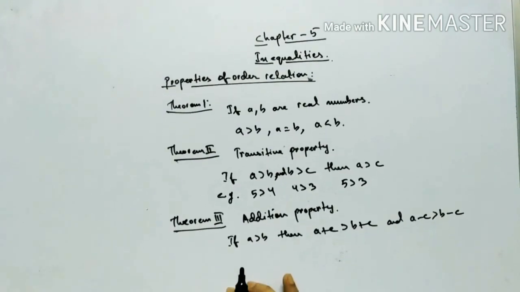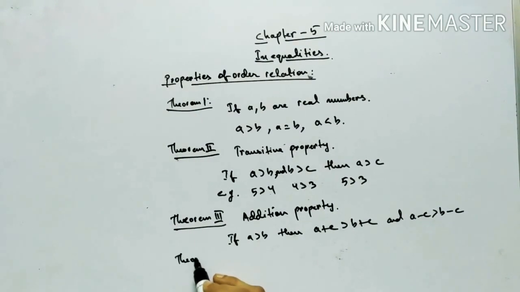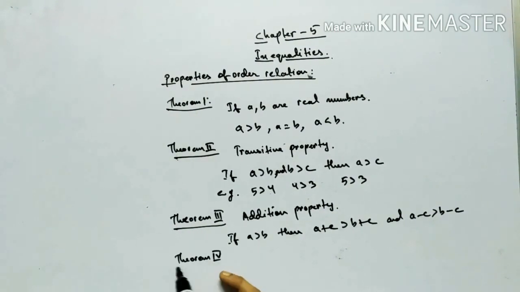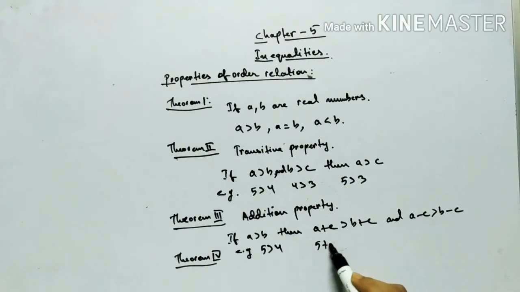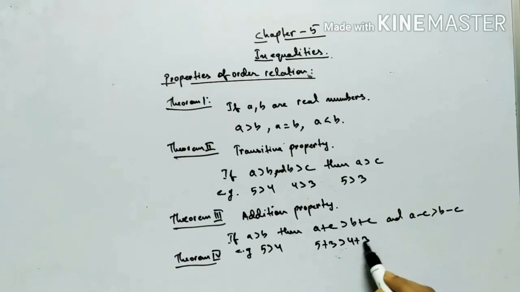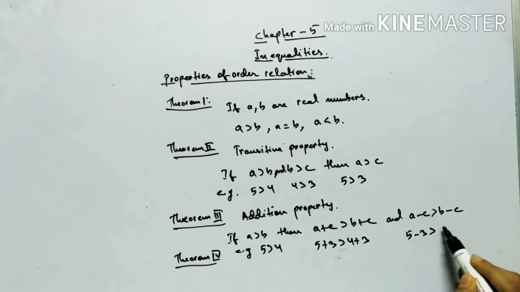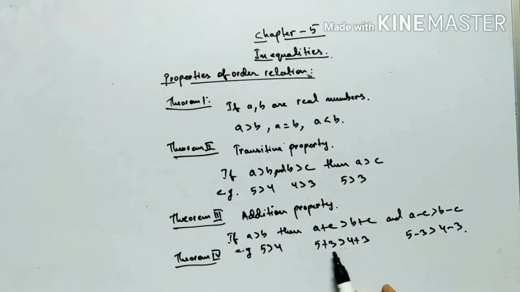Understand? Here is one example I am giving you. For example, 5 is greater than 4, then 5 plus 3 will be greater than 4 plus 3, and 5 minus 3 will be greater than 4 minus 3. Understand? 5 plus 3 is 8, 4 plus 3 is 7, so 8 is greater than 7. And 5 minus 3 is 2, 4 minus 3 is 1, so 2 is greater than 1.